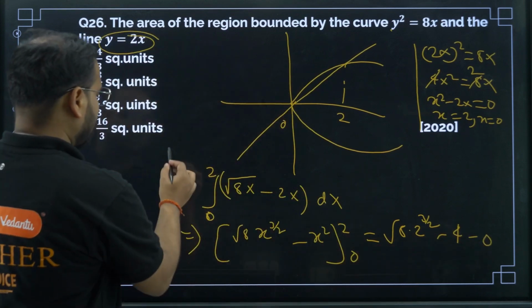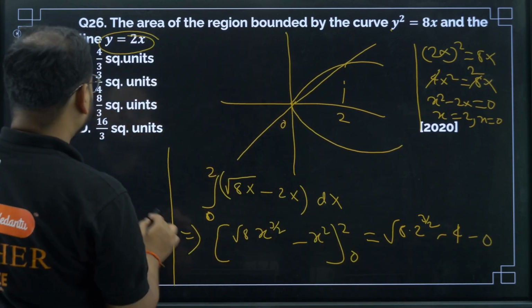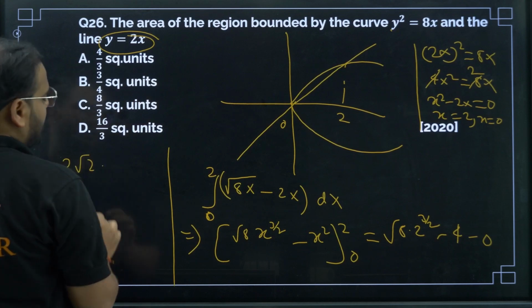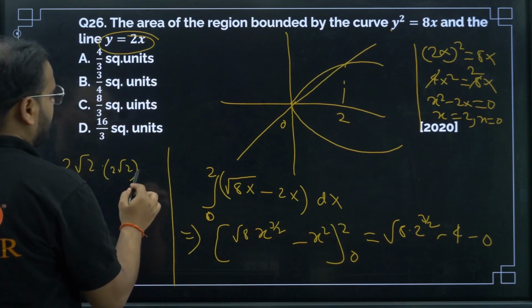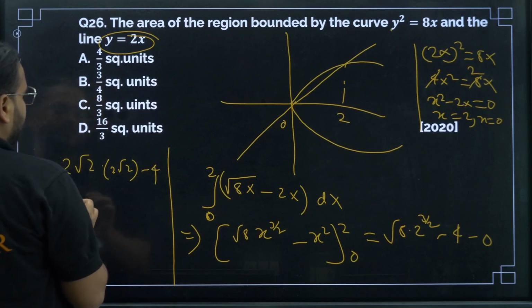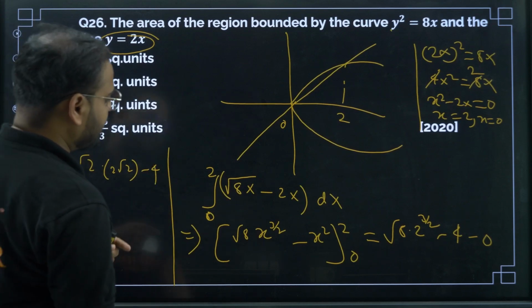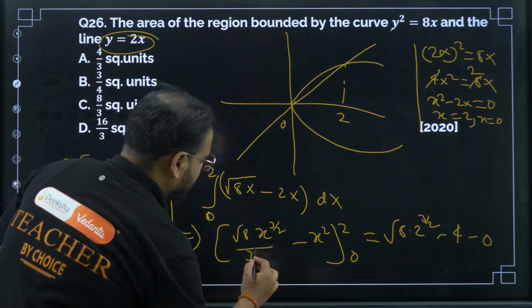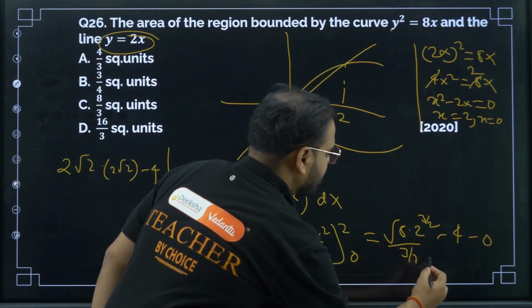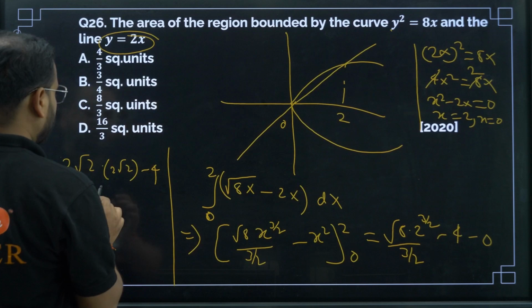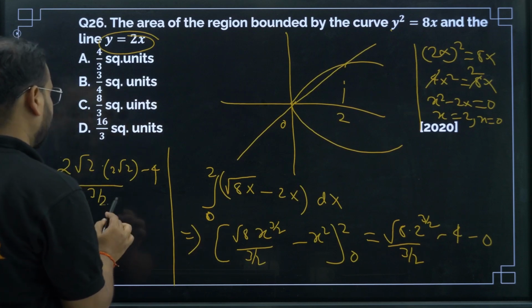Now have a look. I'm writing your final answer over here. Root 8 is 2 root 2. And 2 power 3 by 2 is again 2 root 2, minus 4. How much is that? Please check here. I forgot to put this value. 3 by 2 will come, no? Integration of root x gives x power 3 by 2, so this has 3 by 2 over here.